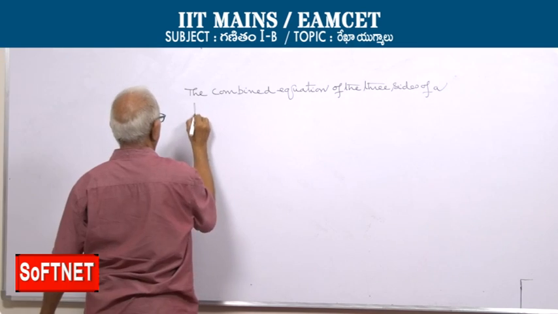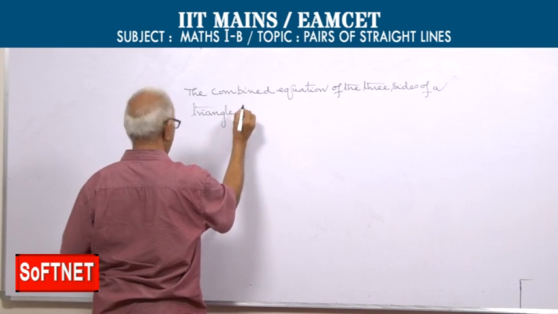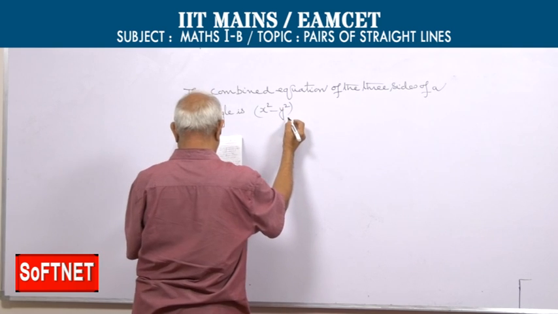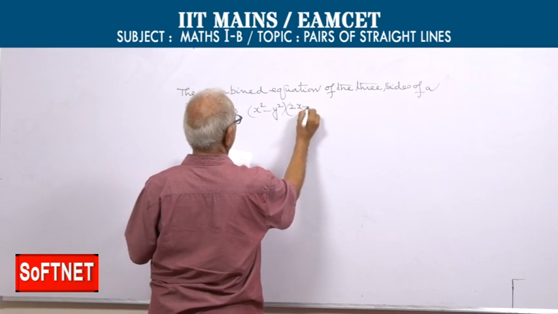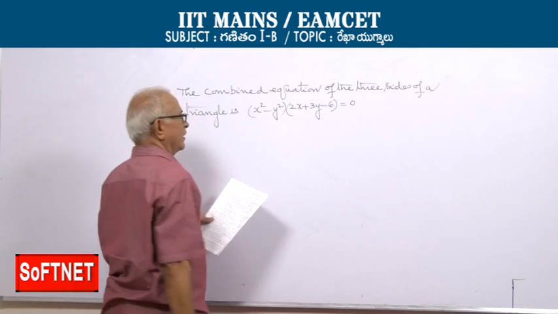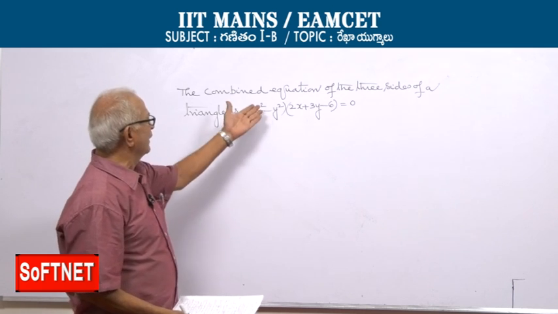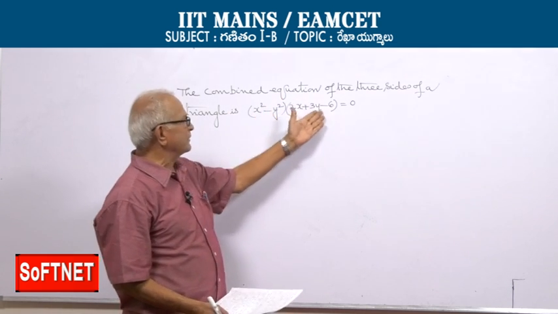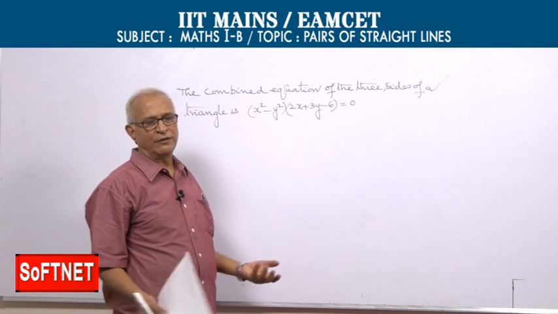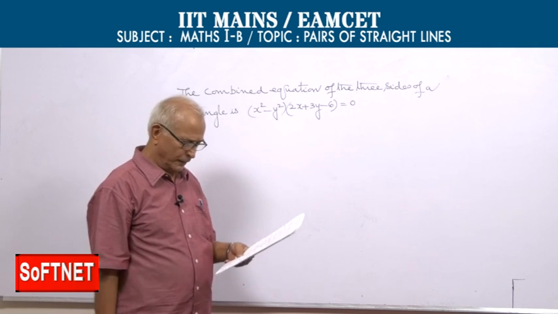Next, the combined equation of the 3 sides of a triangle is given as a cubic equation: x square minus y square into 2x plus 3y minus 6 equal to 0. Cubic in x and y. So, one side of the triangle is 2x plus 3y minus 6 equal to 0. The other two sides are given by x square minus y square equal to 0. So, x plus y equal to 0 and x minus y equal to 0. That is how you can write all the three equations separately.